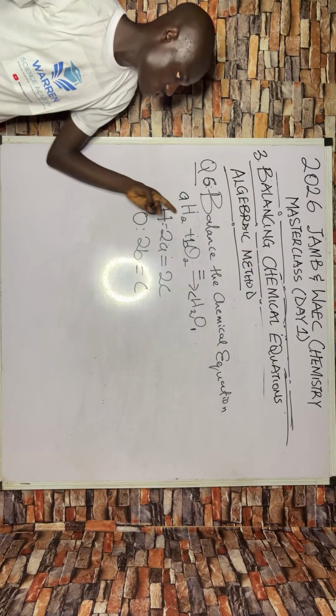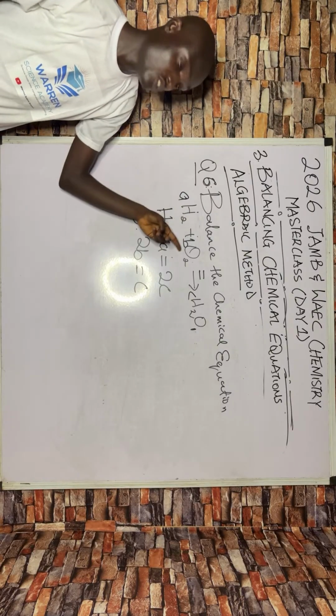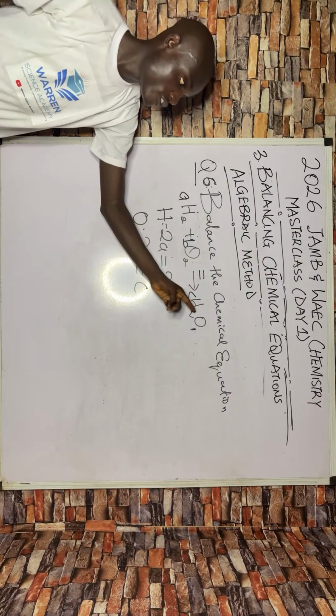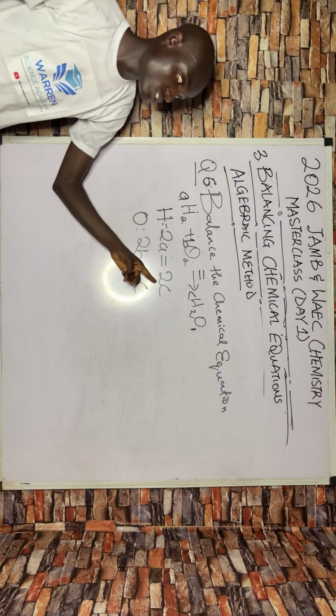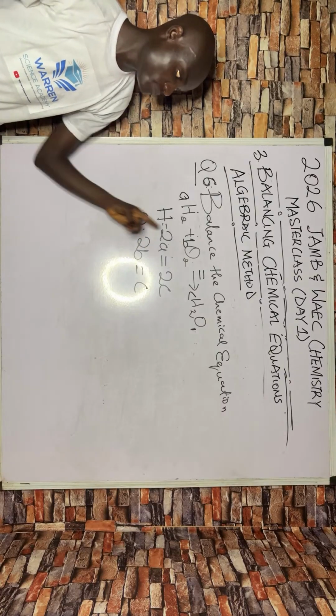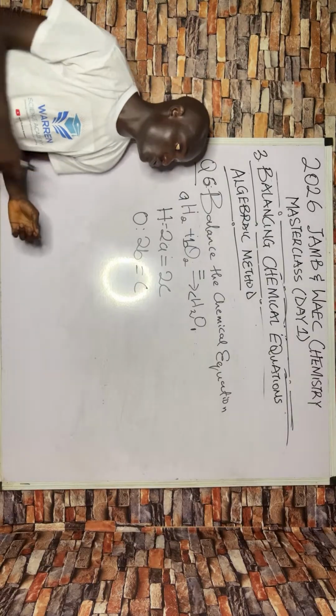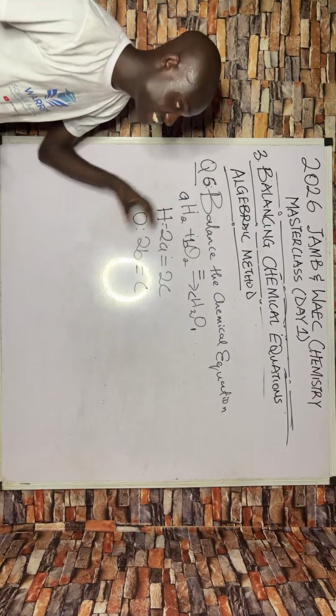For hydrogen, it is 2 times A. There's no hydrogen here. They move here. But remember, this sign is an equal to. For this is 2 times C, that's 2C. For oxygen, it is 2 times B, 2B, then 1 times C, which is C. So that's what we do for this chemical equation.